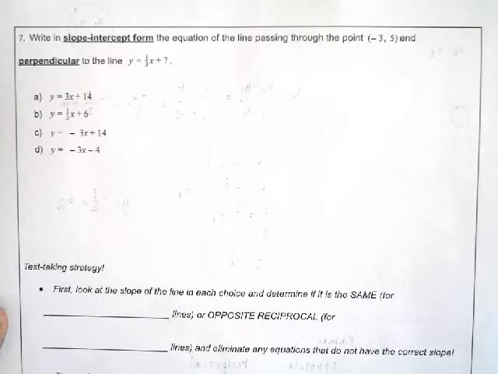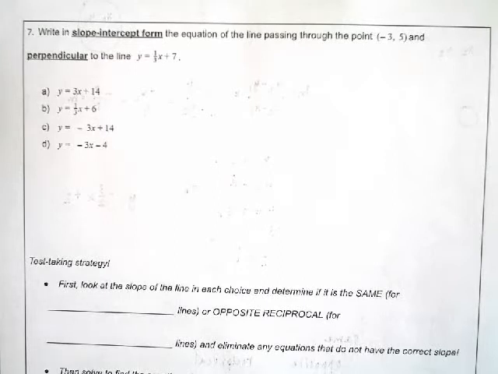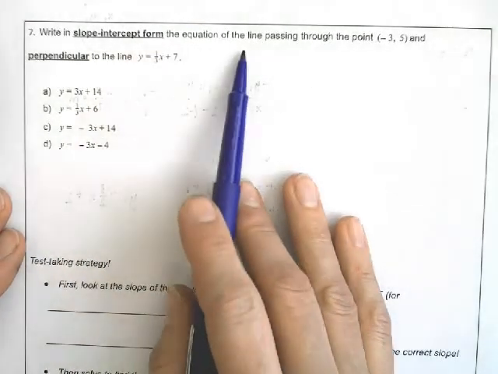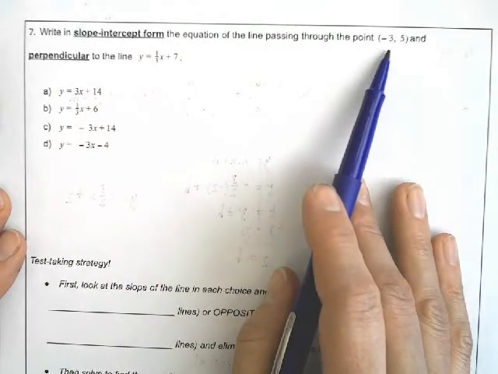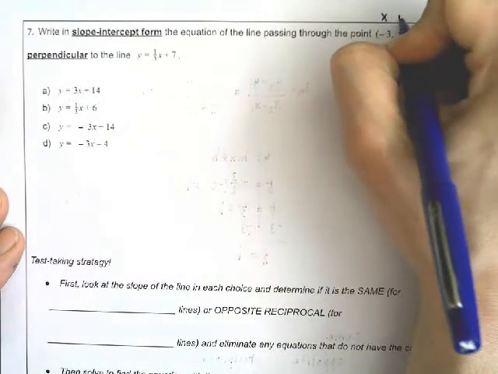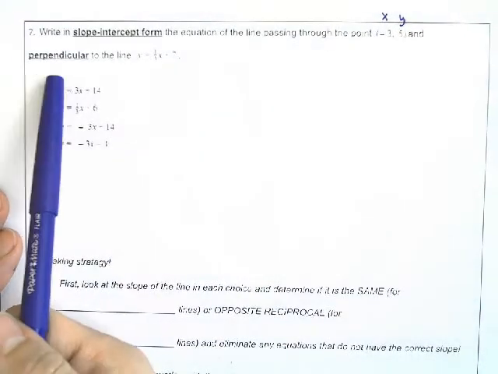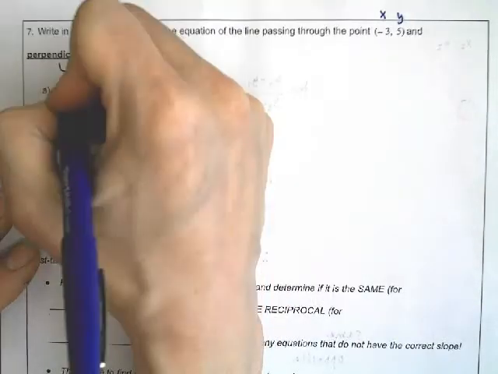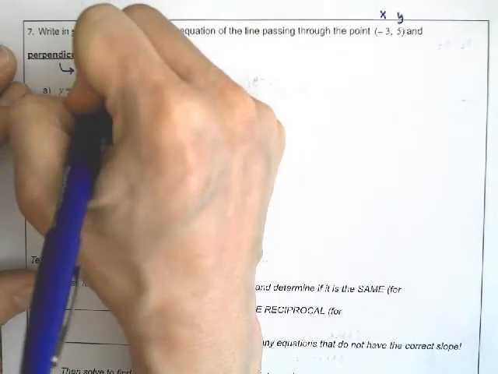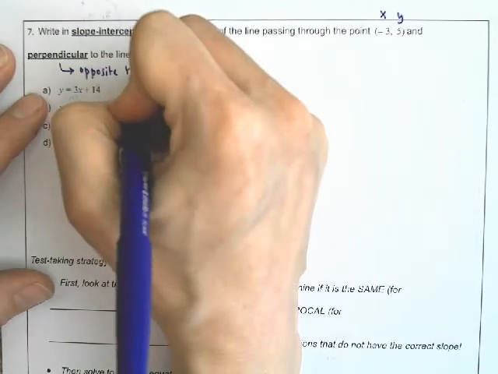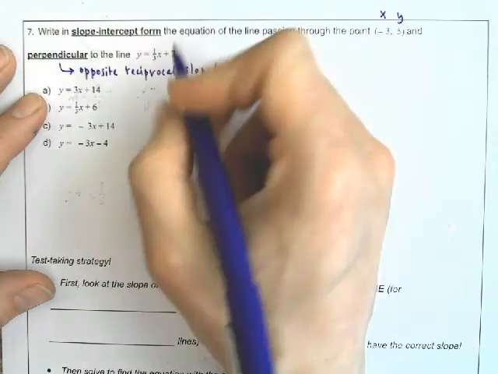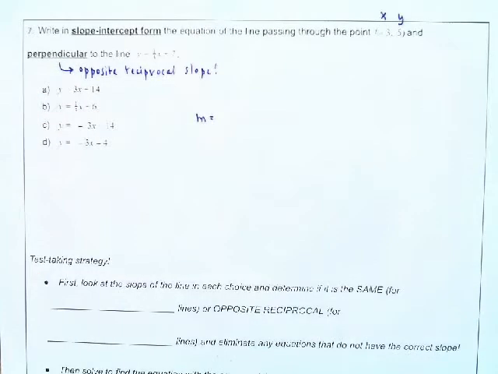All right, so then the very last problem now was working with parallel and perpendicular lines to be able to come up with the equation of a new line. So in this case, we're writing in slope-intercept form the equation of the line that passes through this point. So I see here they're giving me an x and a y value, and it's perpendicular to this line. Now, again, when I see perpendicular, I'm thinking opposite reciprocal slope. So I know I need to come up with a slope here.